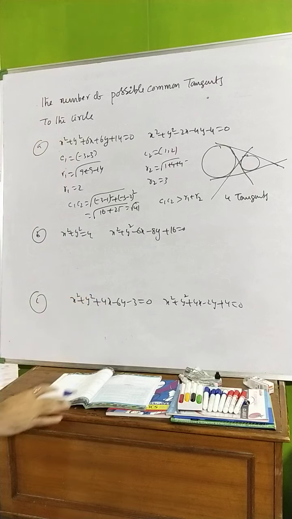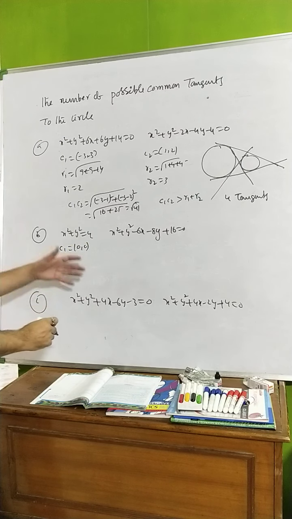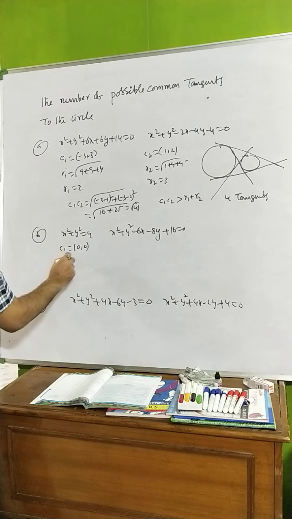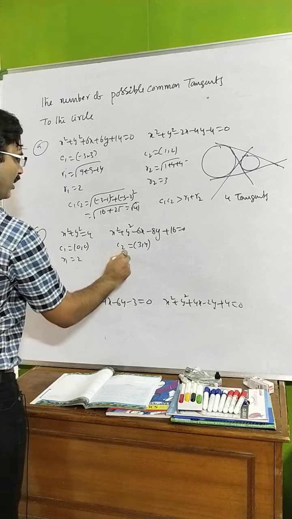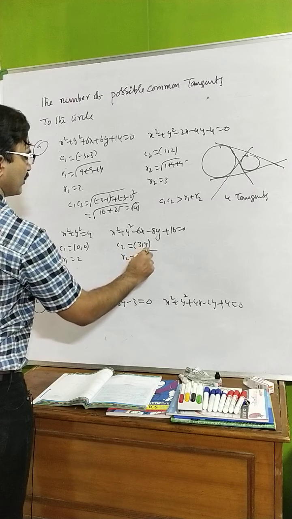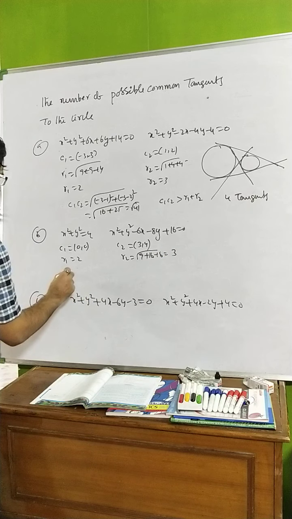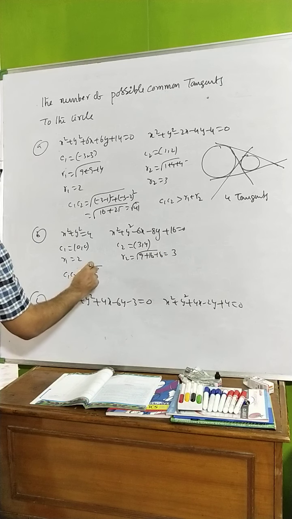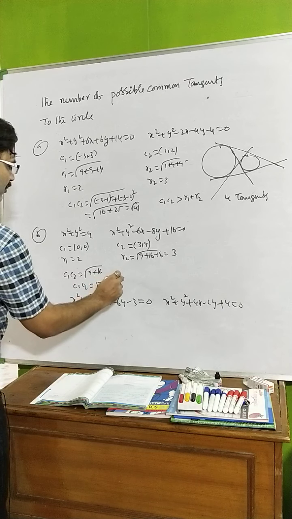Overall 4 tangent in that case. Whereas in this case you see C1 is (0, 0). I have taken 3 cases. C1, R1 is equal to 2. C2 is equal to (3, 4), R2 is equal to under root of 9 plus 16 minus 16. You will get here 3 only. But C1C2 is equal to how much? 9 plus 16, so C1C2 is equal to 5, which is equal to R1 plus R2.